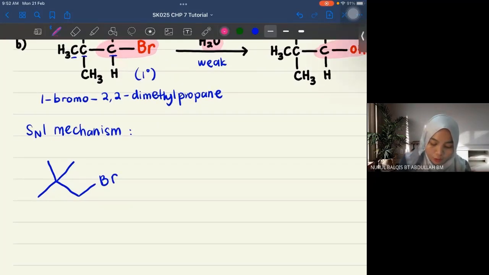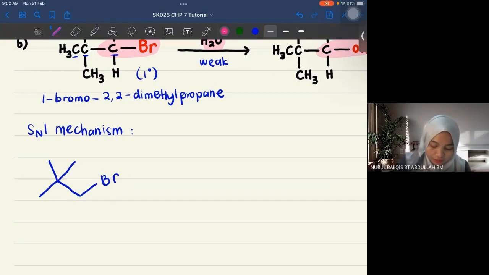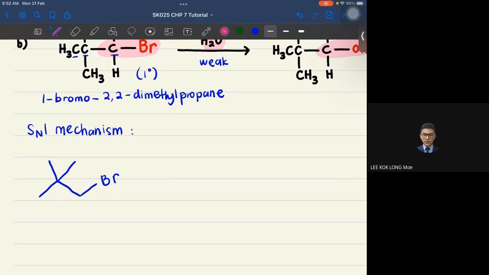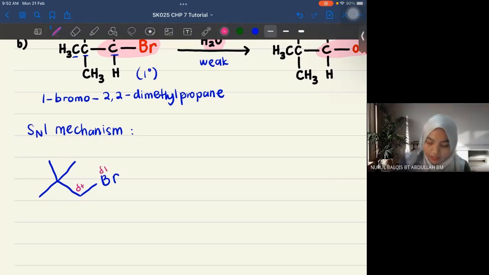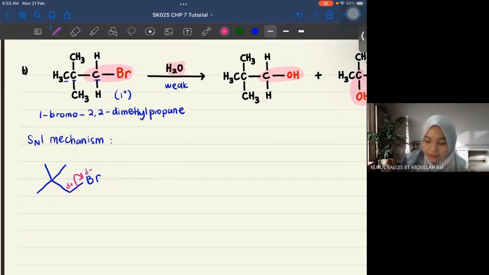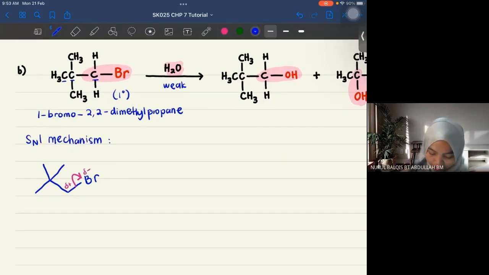Terus pecahkan ke kena buat apa dulu? Kena? Label. Tentukan label partially negative, partially positive. So sekarang kita akan break the bond between carbon and also the Br. Okay, this is the first step. Jadi this is the rate determining steps. So samalah macam tadi. Kita kena cakap this is a slow reaction and it belongs to rate determining steps.